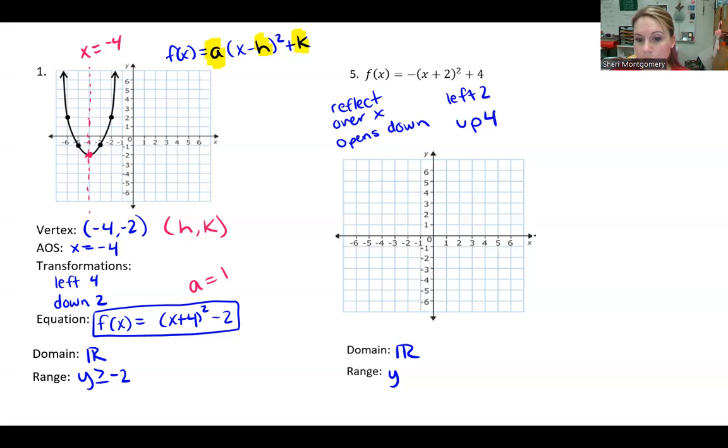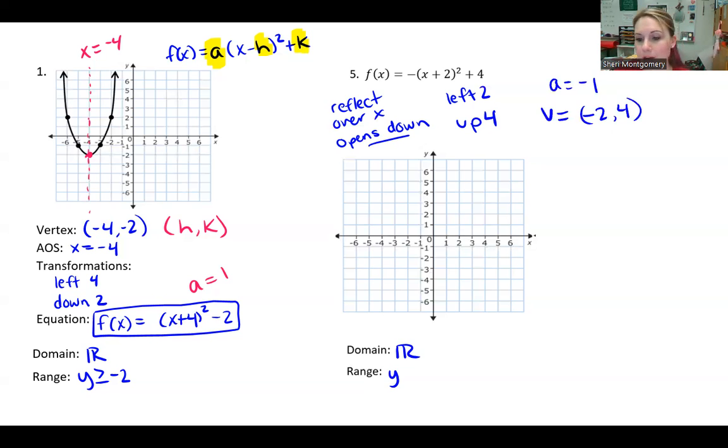We know that it's going to open down. So A is a negative something. It's a negative what? -1. Let's see, what's the vertex? Yeah, you're right. -2, 4. That's basically what I need to graph. I need to know what A is, and I need to know what my vertex is. Same two things that I need to write an equation.